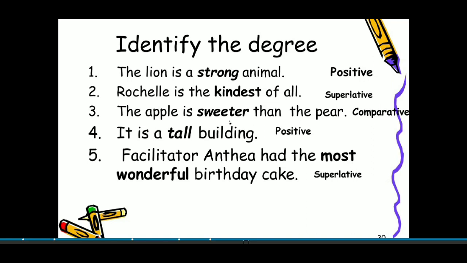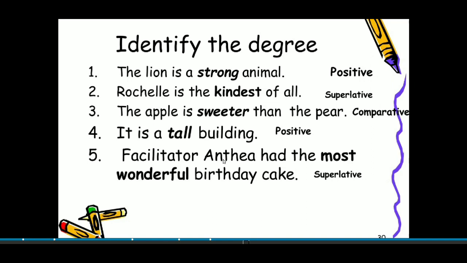The apple is sweeter than the pear: comparative. The apple is a fruit and the pear is also a fruit. It is a tall building: tall, positive.